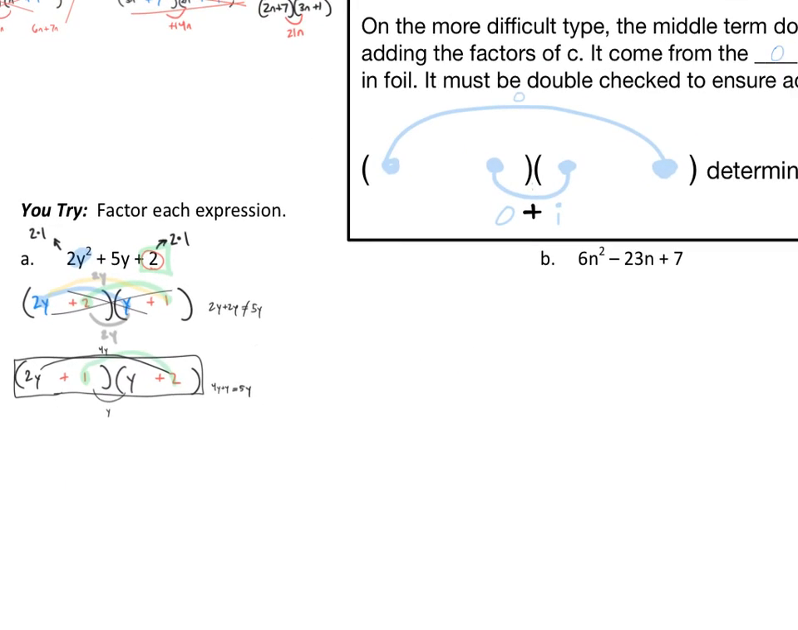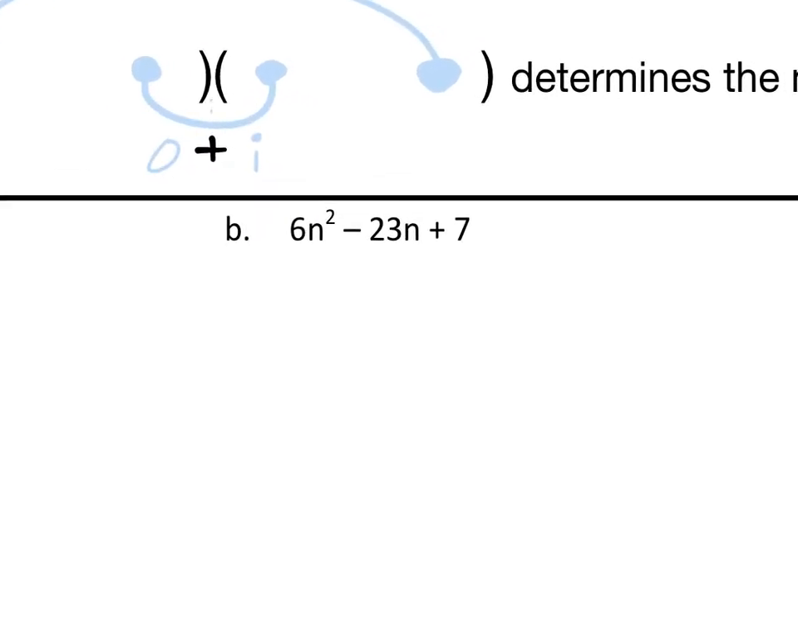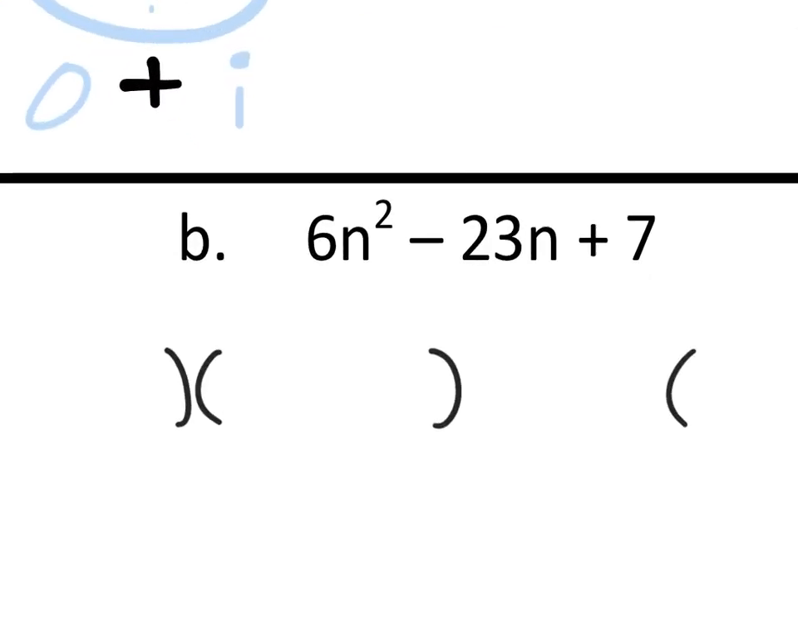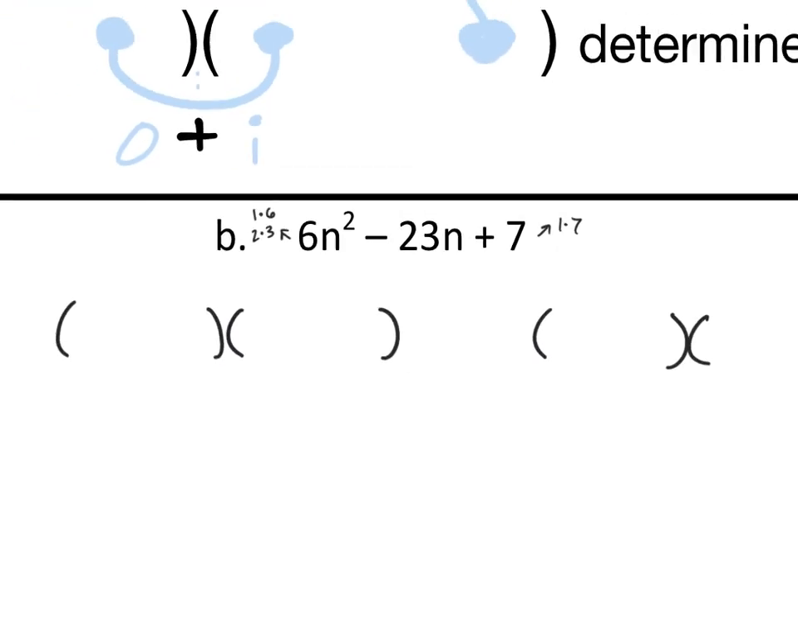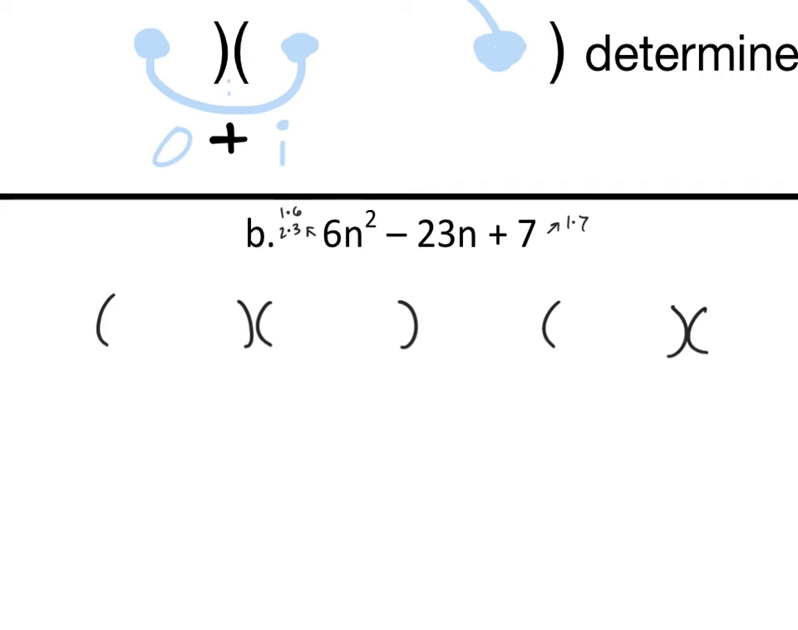Let's keep trying some. So for this, we're going to need to think about all the possible ways to get the two numbers on the end. So there's two ways of getting 6: 1 and 6, 2 and 3. There's only one way to get the term on the end, which is 1 and 7. So this could be 6n and n. This one's 6n and n. So we have a 2n and a 3n, and a 2n and a 3n.